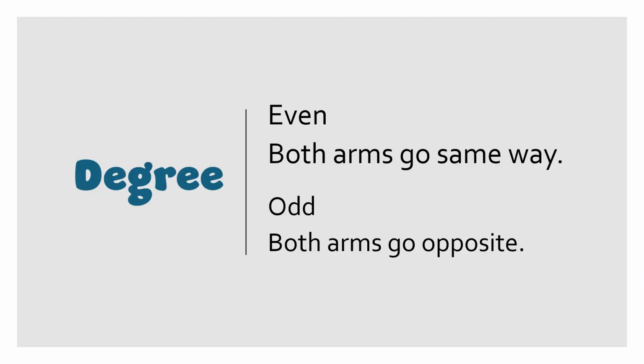What I want you to know is if my degree is even, both arms will go the same direction. If it's odd, they go in opposite directions. Now if you look at my arms, they go the same direction. So if it's even, they could go up or down. But if it's odd, then both arms are going to go in opposite directions, whether one is up and the other is down, or the other way around.